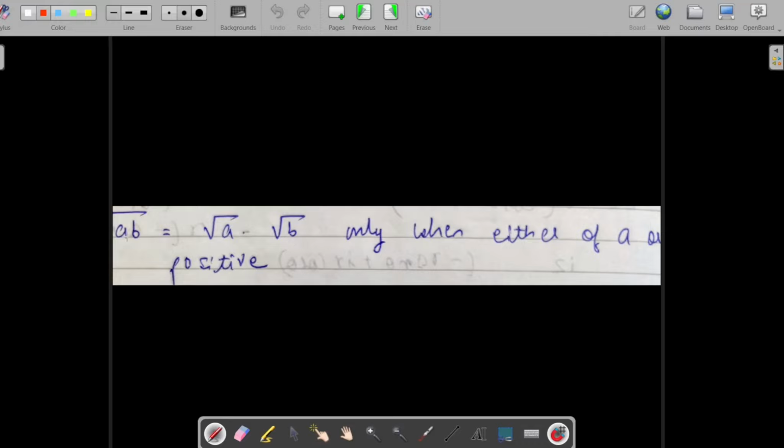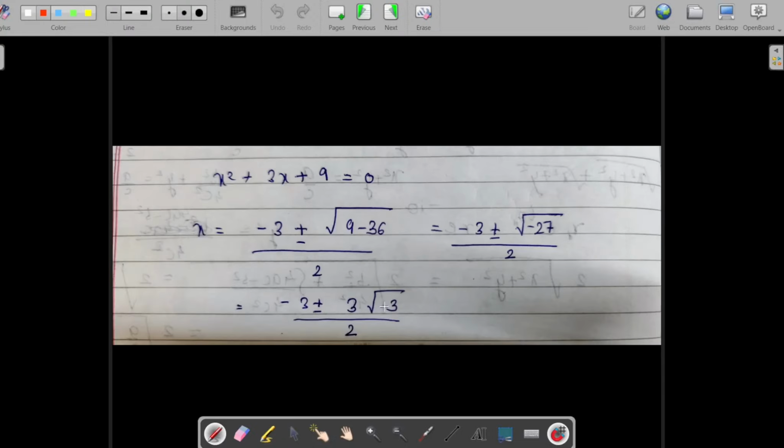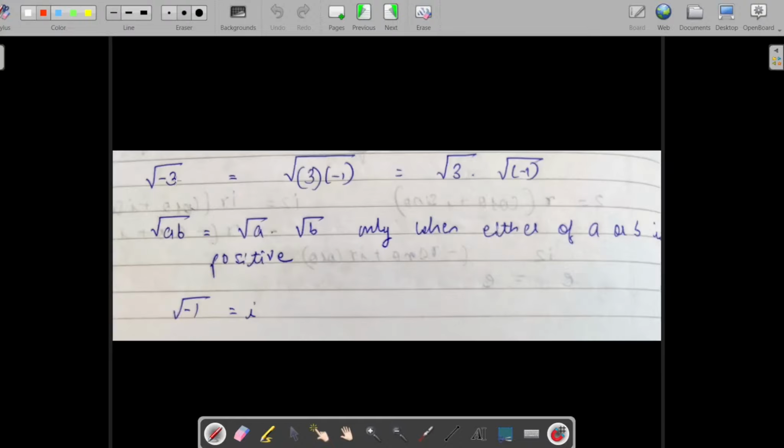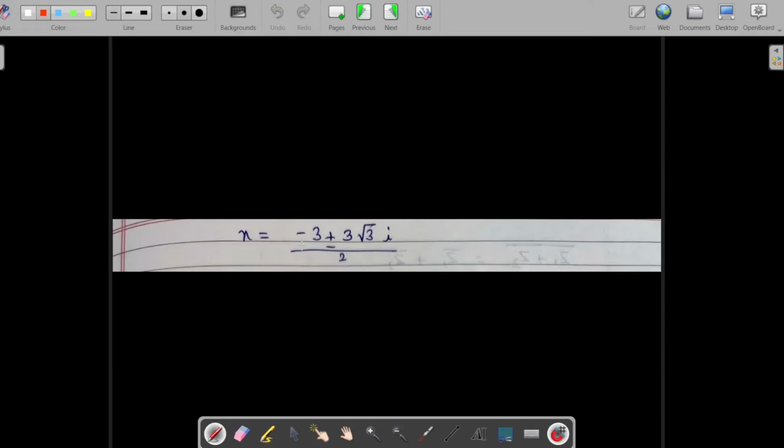However, if both a and b are positive, or if either of a or b is positive, it works. So basically this can be written as 3 into minus 1. So we can write under root of minus 3 is equal to under root of 3 into minus 1, which is root 3 into under root of minus 1. This quantity we term as iota or i, and once we introduce this, we can solve almost everything in complex numbers. The solution becomes (minus 3 plus minus 3 root 3 i) by 2.